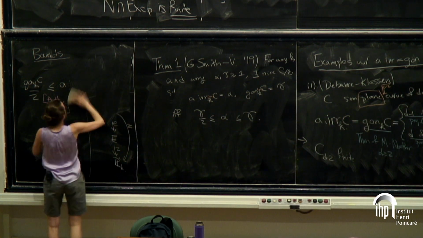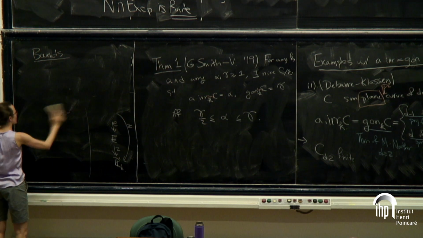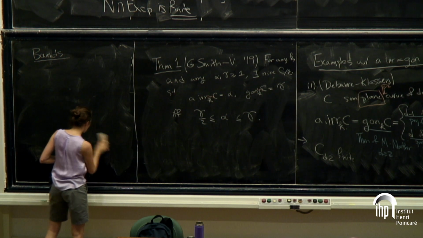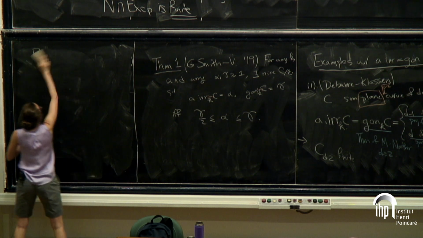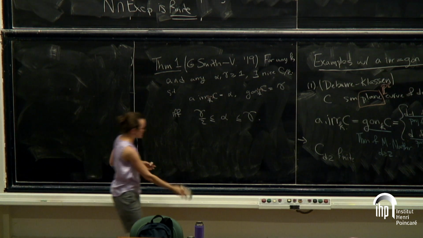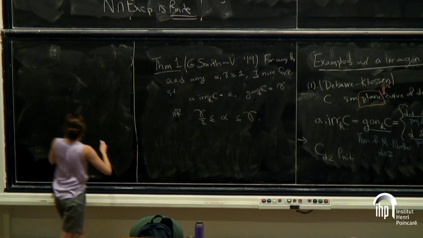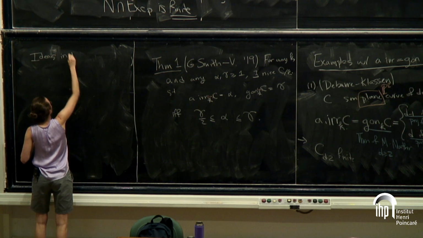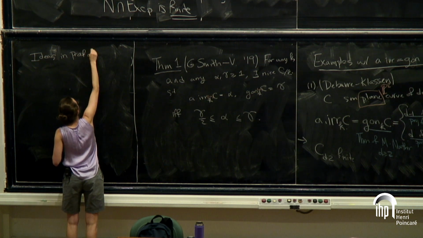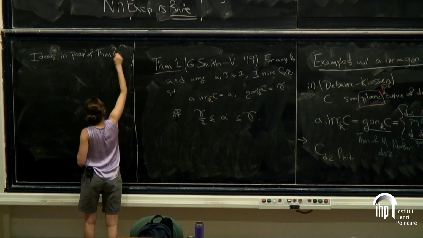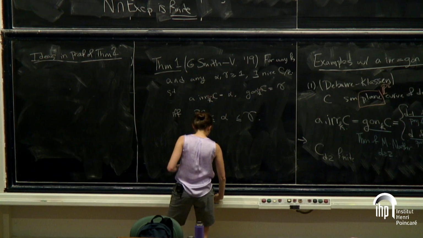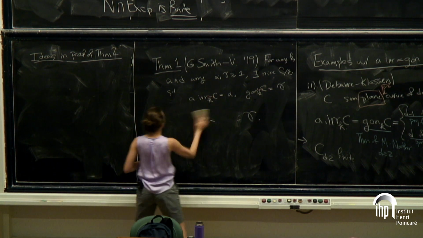OK, so now I'm going to talk about some ideas that go into the proof of these two theorems, which I said are about positive curves on surfaces. And I'm going to focus on the case of theorem 2. Ideas in the proof of theorem 2. But most of the part until the very end is also the idea in the proof of theorem 1.